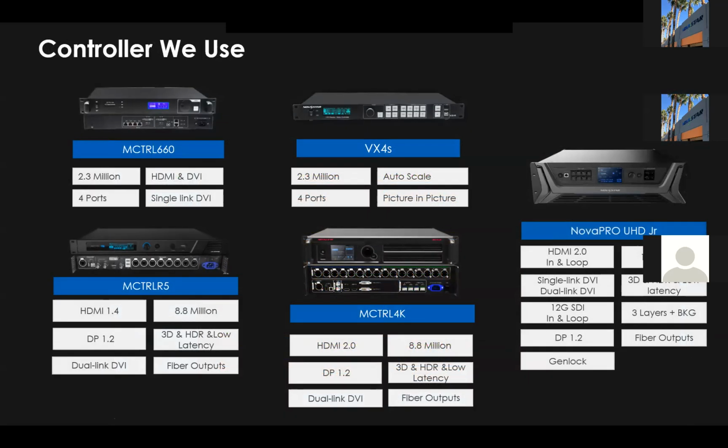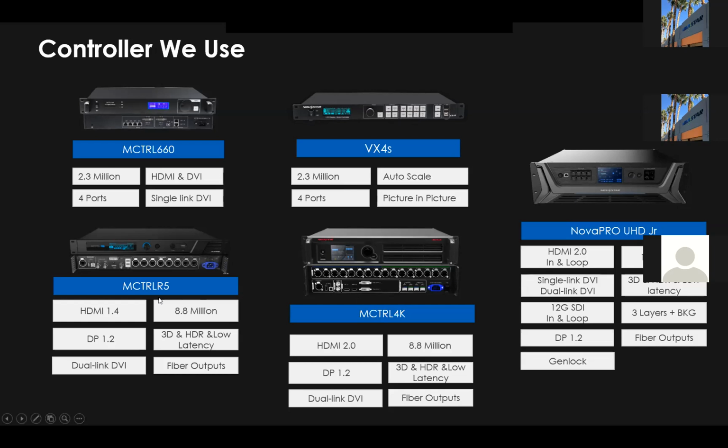All right, let's say the controller we use, M-Control 660. It has 2.3 million pixels loading capacity, and it supports HDMI and DVI input. It has 4 Ethernet outputs and supports single-link DVI. For the VX4S, the same loading capacity as M-Control 660, and it has auto scale because this is the all-in-one controller. The all-in-one controller means the sending card and the video processor together. And still, it has 4 ports and picture-in-picture PIP.